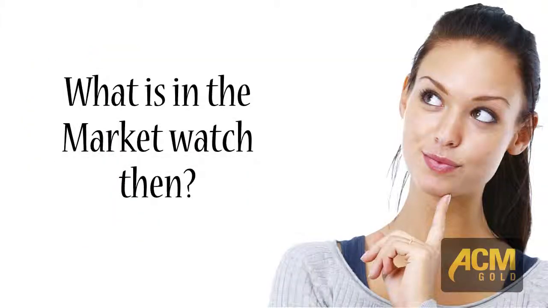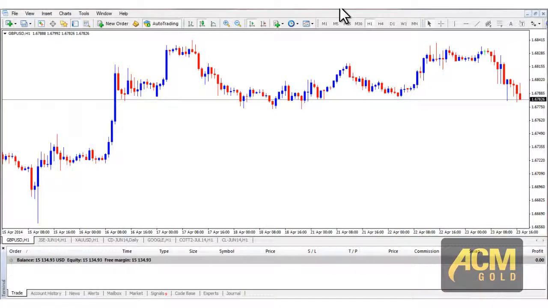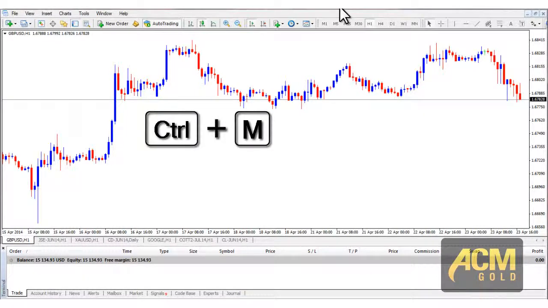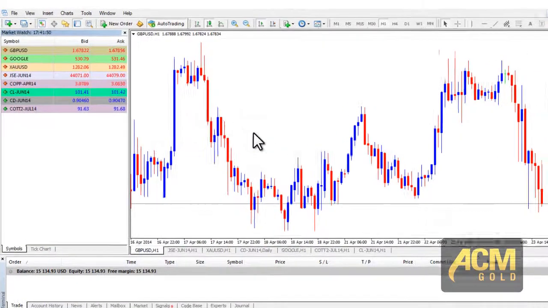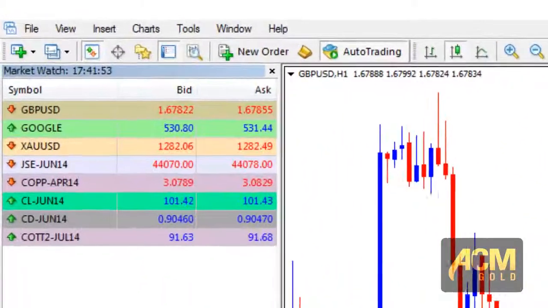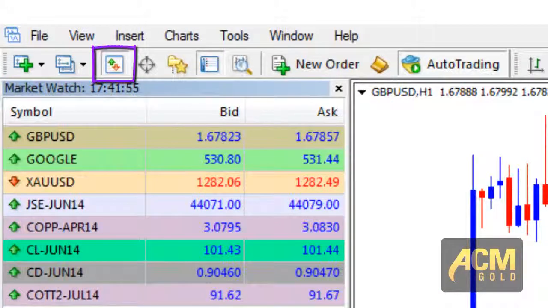So, what has the Market Watch got for you? First of all, let us summon our Market Watch onto our screen by using the Ctrl-M shortcut. Sidebar: you will also be able to do the same by clicking the icon that is a chart with an upward arrow and a downward arrow in the standard toolbar.